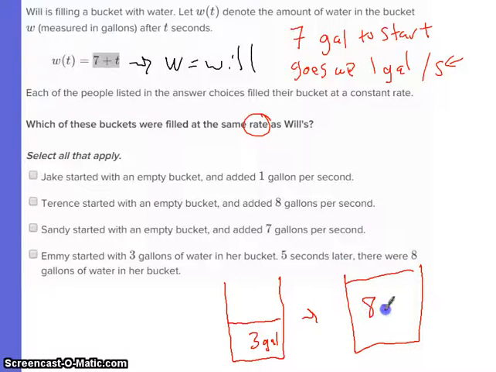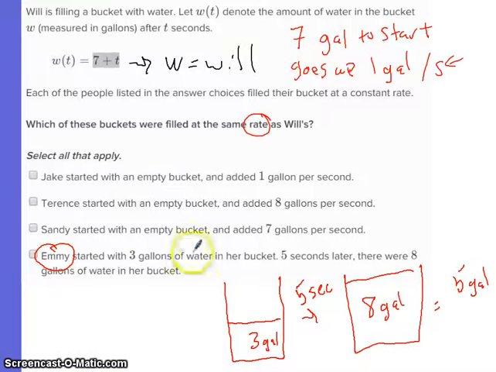Okay, later there were 8 gallons. And that took 5 seconds. Now, I want to calculate a rate using that information. So my question first is, how many gallons did Emmy place in the bucket? 5, because it went from 3 to 8. So that was 5 gallons.